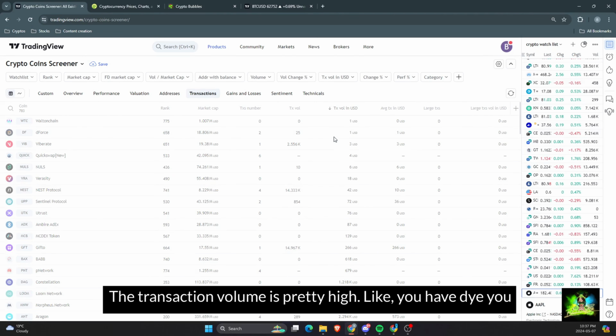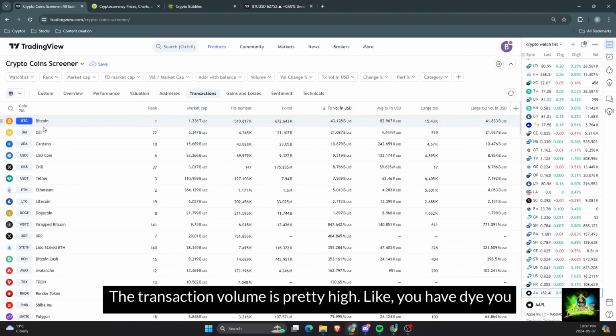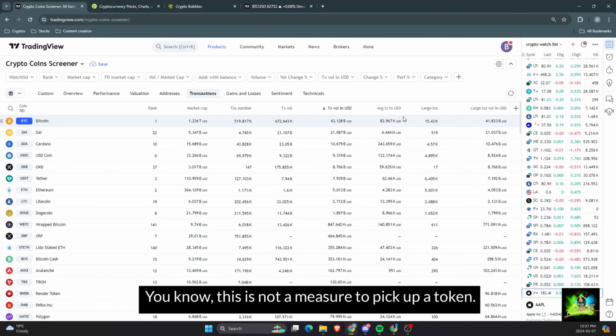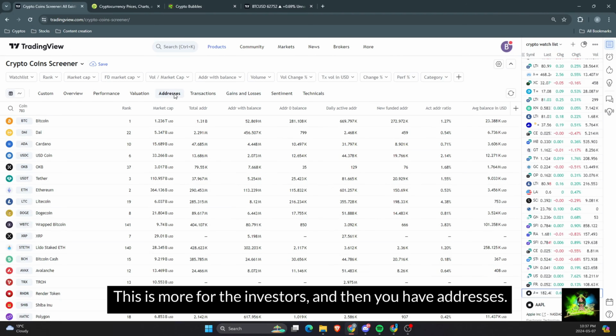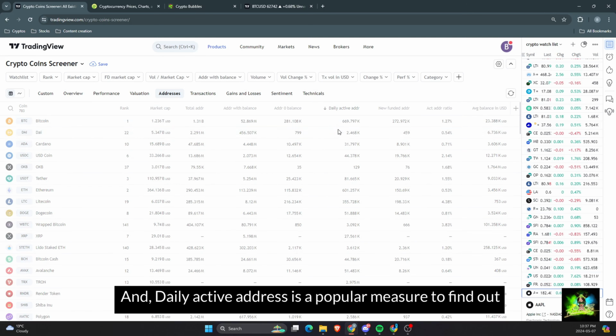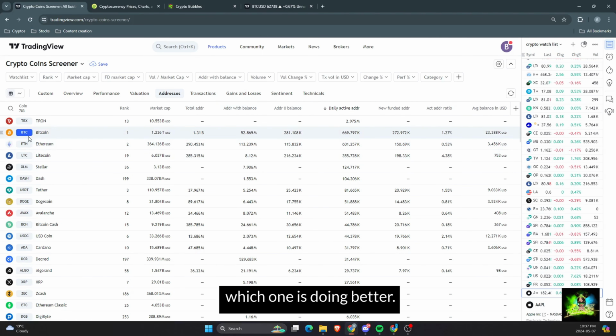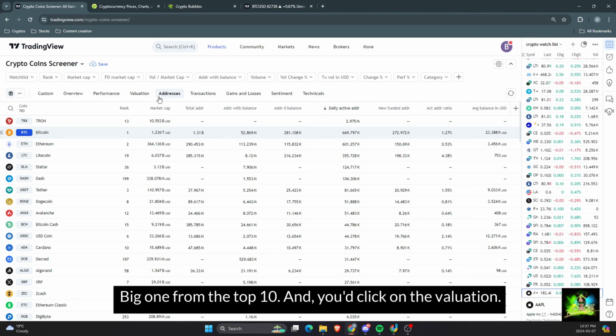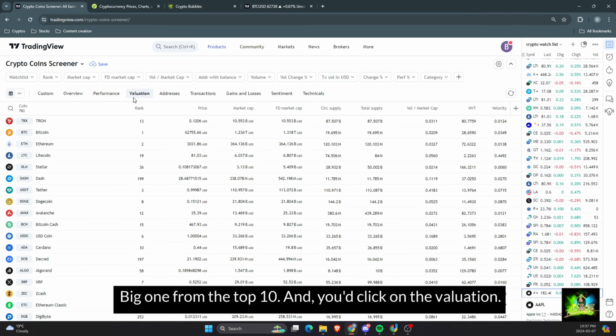The transaction volume is pretty high, like you have DAI, Litecoin, Dogecoin. This is not a measure to pick up a token. This is more for the investors. And then you have addresses, and daily active address is a popular measure to find out which one is doing better. Pick one from the top 10, and you click on the valuation.